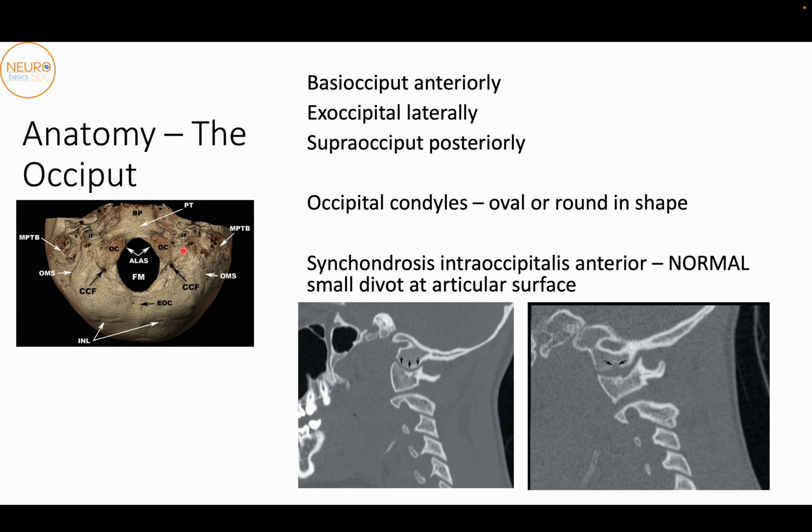So the exoccipitals are what give rise to the occipital condyles. The occipital condyles should always be more or less oval or round in shape. So they should be convex inferiorly and jutting into the concave C1 lateral mass over here. Sometimes in a normal anatomic variation, there can be something known as a synchondrosis intraoccipitalis anterior. That is a small divot at the articular surface on the occipital condyle, and this is normal. This is not a pathology.